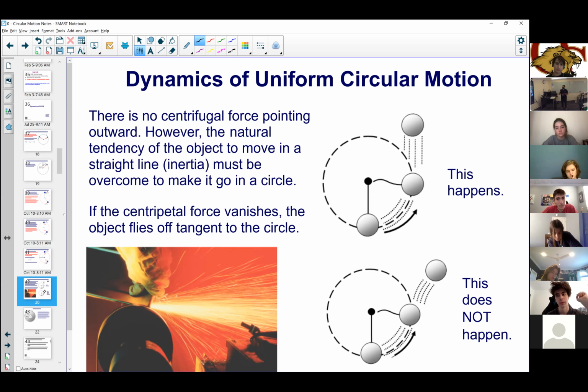So centrifugal, actually, if I remember correctly, means center fleeing. We talked about centripetal meaning center seeking. Well, they are opposite of each other, but centrifugal force doesn't really exist. It's just the inertia an object has.